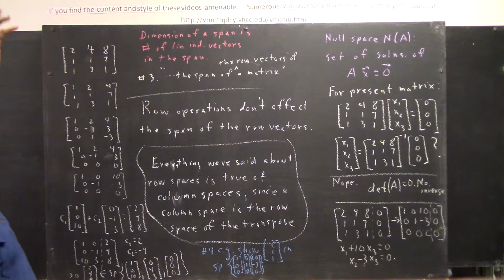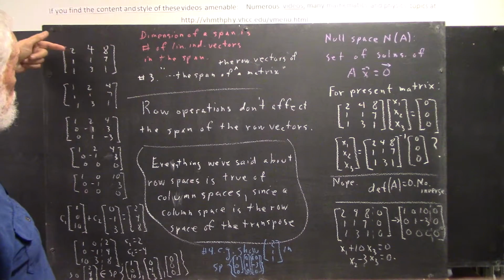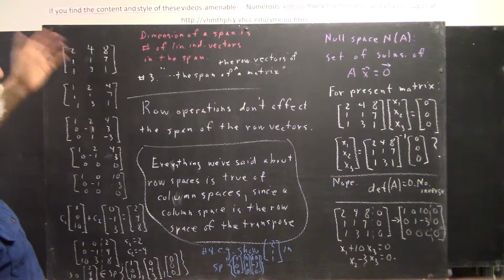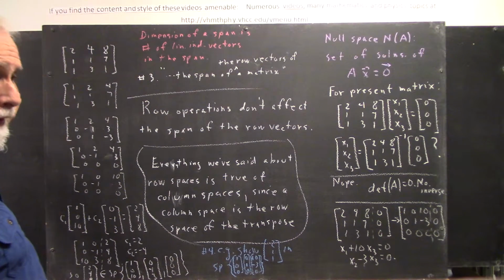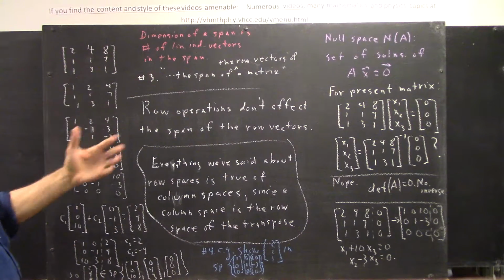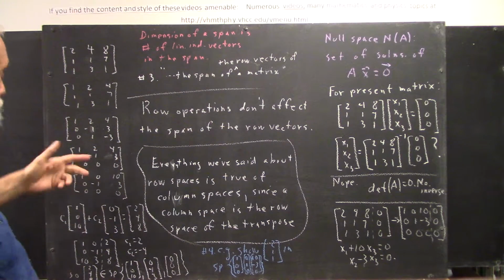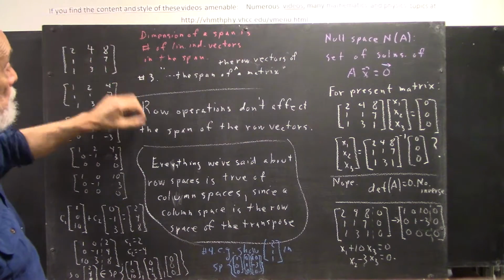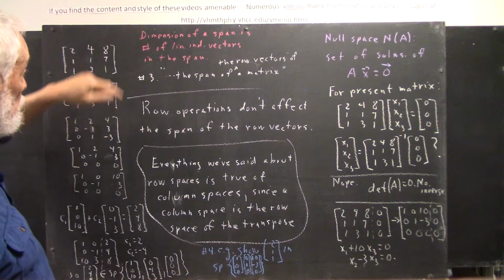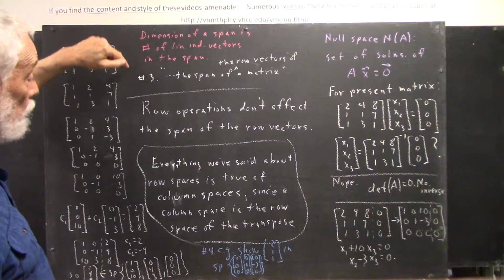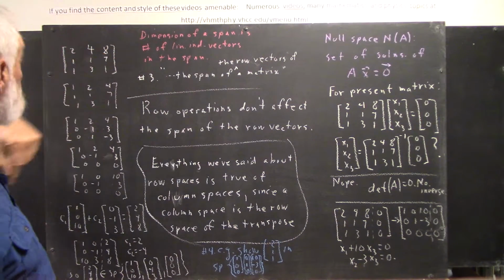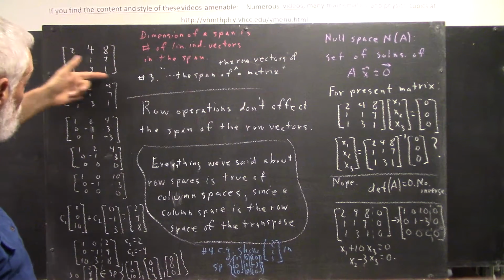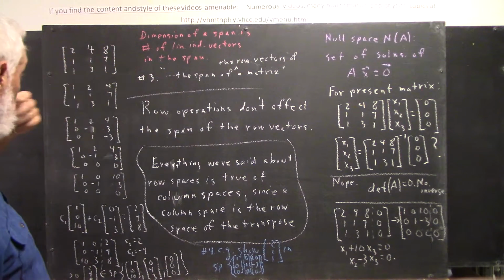Okay, so let's think again now. The rows of this matrix are 2, 4, 8, 1, 1, 7, 1, 3, 1. Now we regard these rows as each giving us a vector, and we'll represent the vector as a column. So the 2, 4, 8 row, when represented as a single vector, will be represented as the column vector 2, 4, 8. And 1, 1, 7 as a column vector 1, 1, 7, and 1, 3, 1 as the column vector 1, 3, 1.